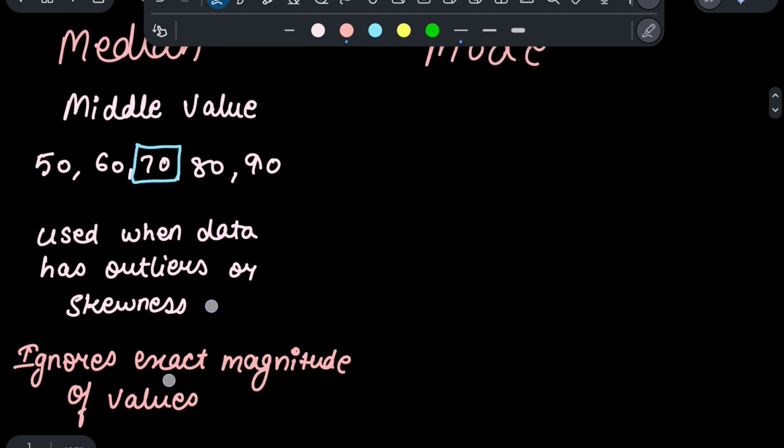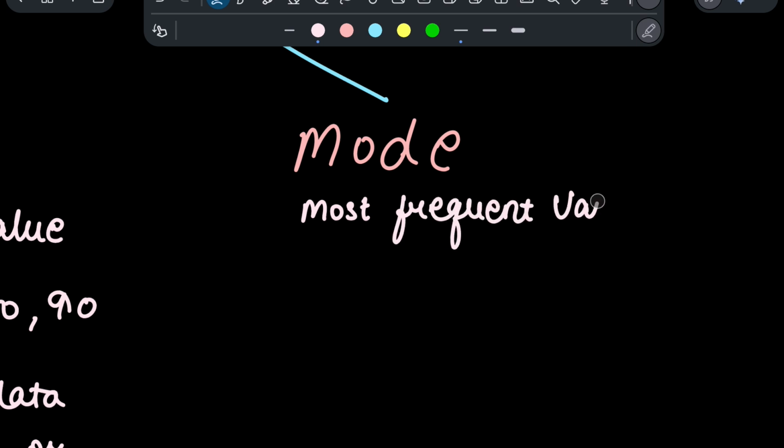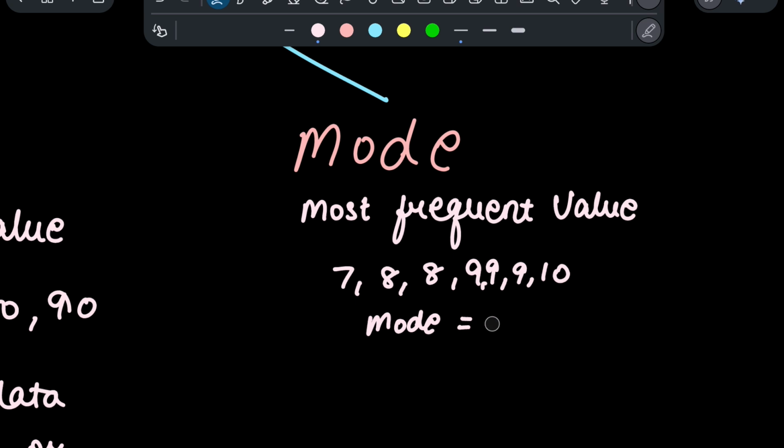Talking about the mode. The mode is nothing but the most frequent value, the value that occurs most often. For example, the shoe sizes of the students are 7, 8, 8, 9, 9, 9, and 10. So what would be our mode? Our mode would be 9, because 9 occurs the maximum number of times in the data, that is 3 times.